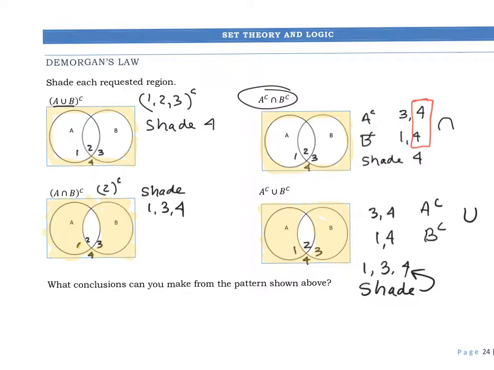So what conclusions can you make from the pattern shown above? Well, it's quite possible that the complement of the union of A and B is the same as the intersection of the complement of A and the complement of B. And similarly, the complement of the intersection of A and B is equivalent to the union of the complement of A and the complement of B.